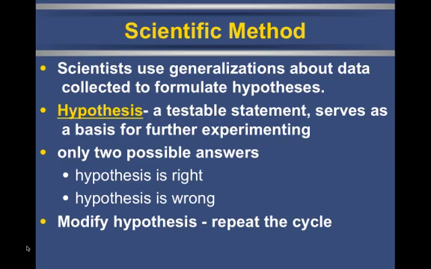There's only two possible answers to a hypothesis. Either your hypothesis is right or your hypothesis is wrong. Either way, you're going to modify it and repeat the experimentation cycle. If your hypothesis is right, it's going to become more and more certain every time you perform the experiment. If it's wrong, you're going to completely rework your hypothesis.